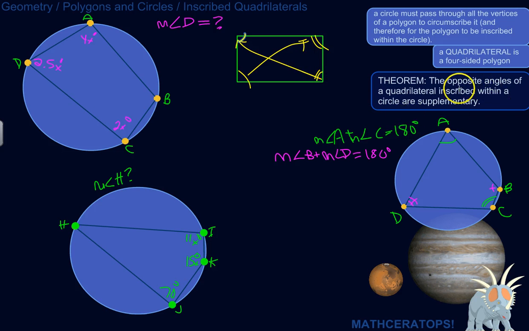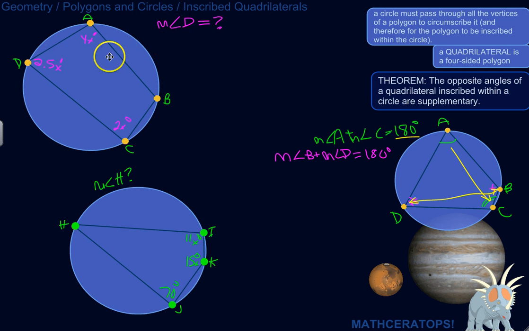Okay, so according to this theorem, this angle, angle A, and this angle across from it, angle C, are supplementary, meaning if you take those angle measurements and add them up, they'll equal 180 degrees. And likewise, angle D and angle B that are across from each other, those will also add up to 180 degrees. Okay, so let's use that theorem on some practice here.